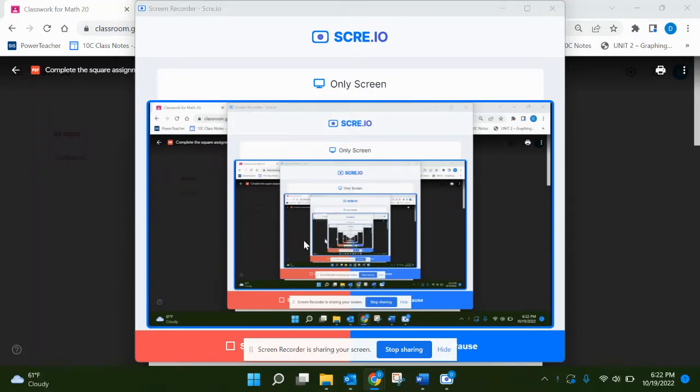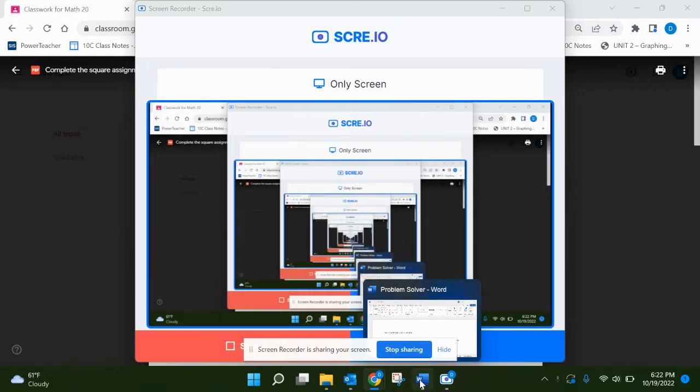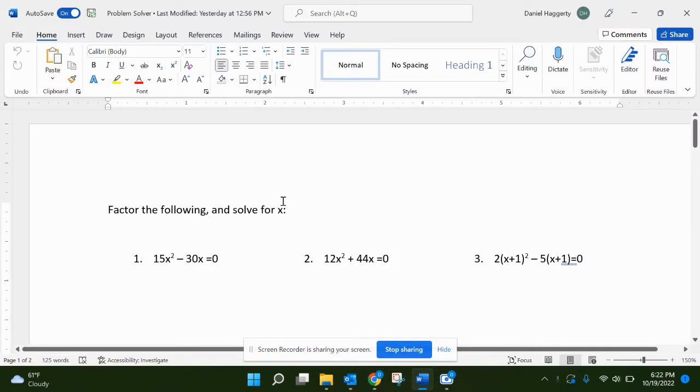Okay, looks like we got some infinity stuff going on here. Hopefully you can see this screen. Okay, I'm just going to share what you should have got in your handout.